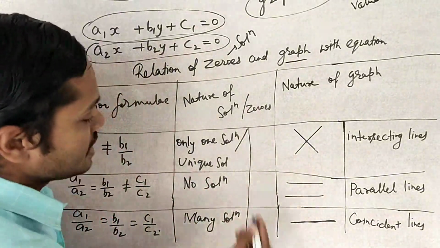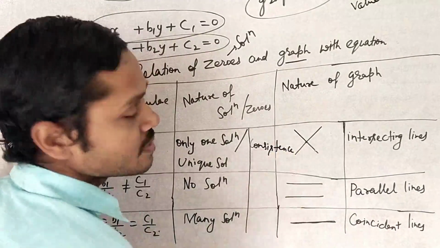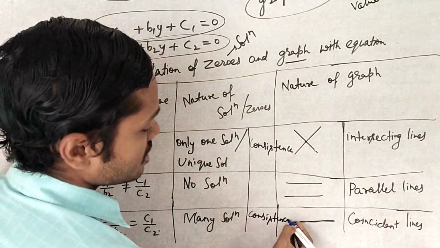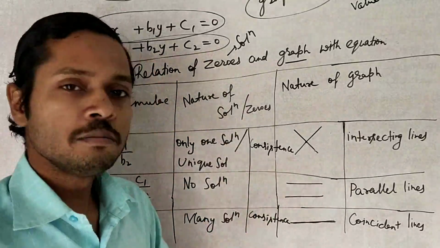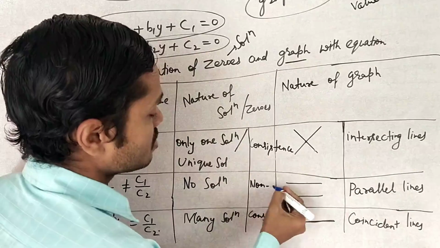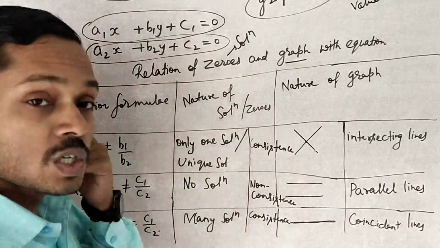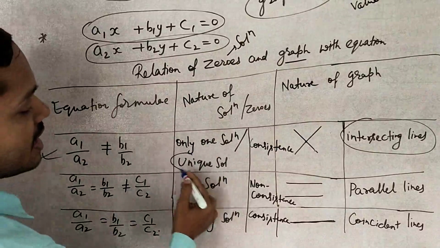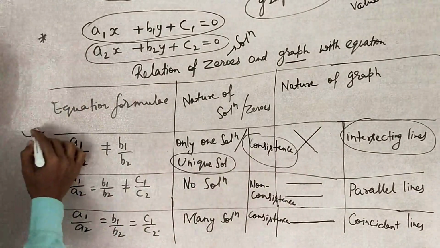When we are getting only one solution, this is called consistent. Clear? Many solutions also is called consistent. Why are these called consistent? Because it provides a single solution or many solutions. But this one is not providing any type of solution, so this is called inconsistent. Look at there. If the question asks to check intersecting lines, you use this formula. If the question says check unique solution, you can use this formula. If the question says consistent solution, you can check this formula.